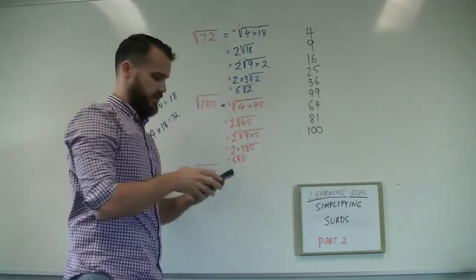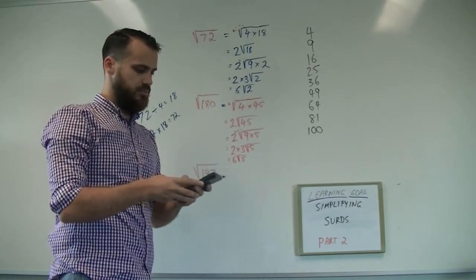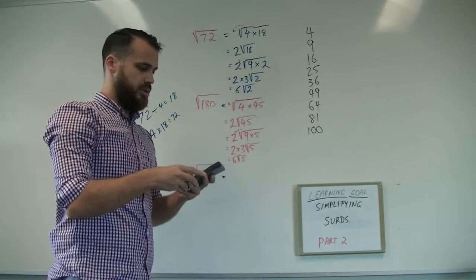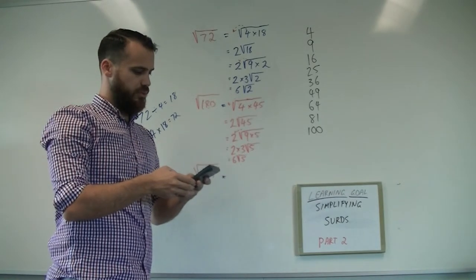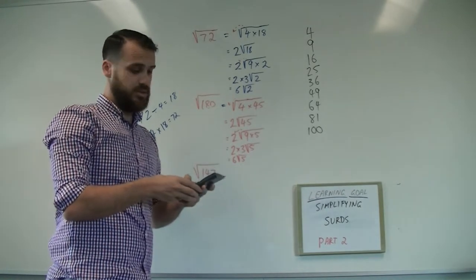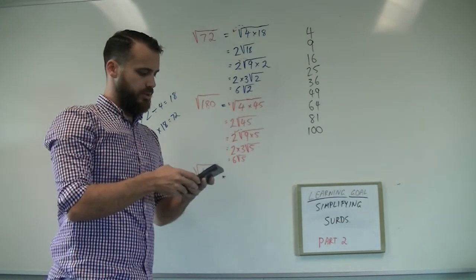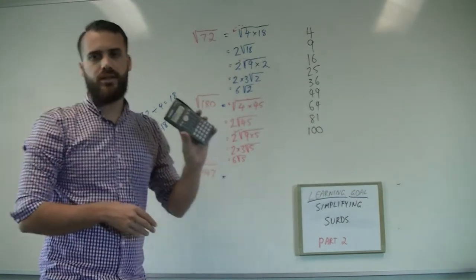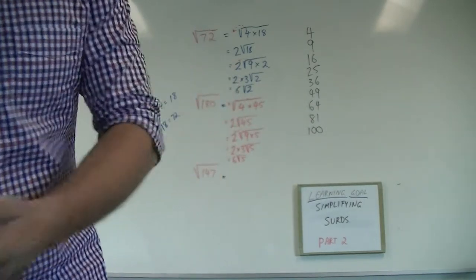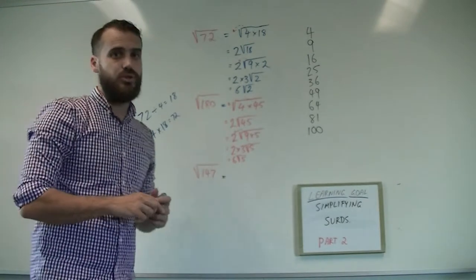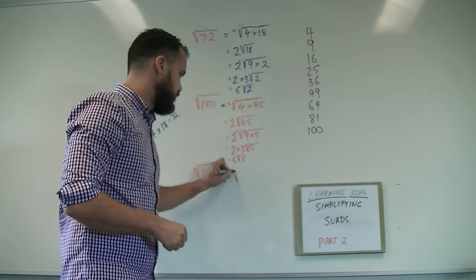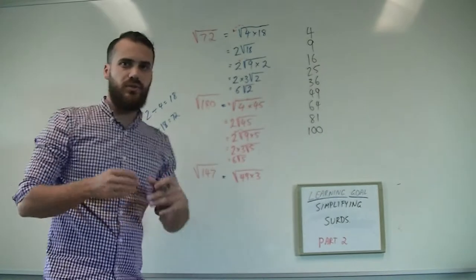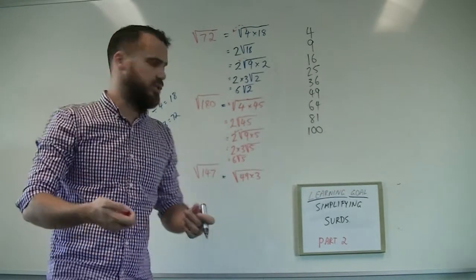What about 16? 147 divided by 16? No, no good. 147 divided by 25? That's no good either. 147 divided by 36? No good. 147 divided by 49? Okay, now we've got it. 147 divided by 49 is equal to 3. That means this can be broken up into 49 times 3. So if you don't get it the first go around, make sure you work through all your options.